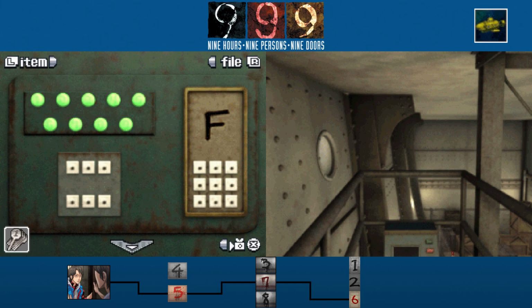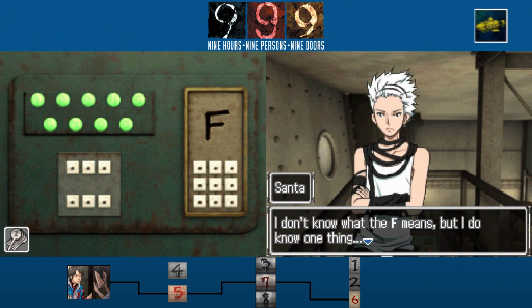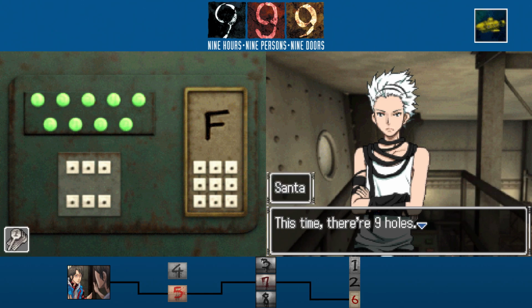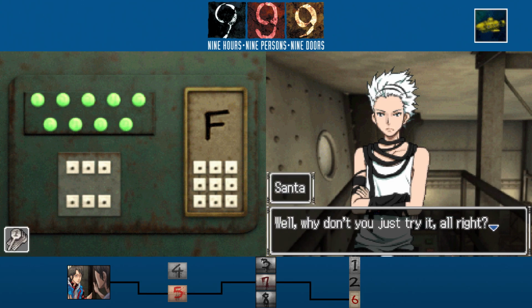Last time we did a puzzle where we had to add up pins to light up all 9 possible numbers and find different combinations of 3 numbers to make every single digital route. Today, we've got 9 holes, and there's an F up above them. I don't know what the F means, but I do know one thing. What's that? This time, there are 9 holes, so we need to insert 9 pins. Man, that's boring. Well, why don't you just try it?